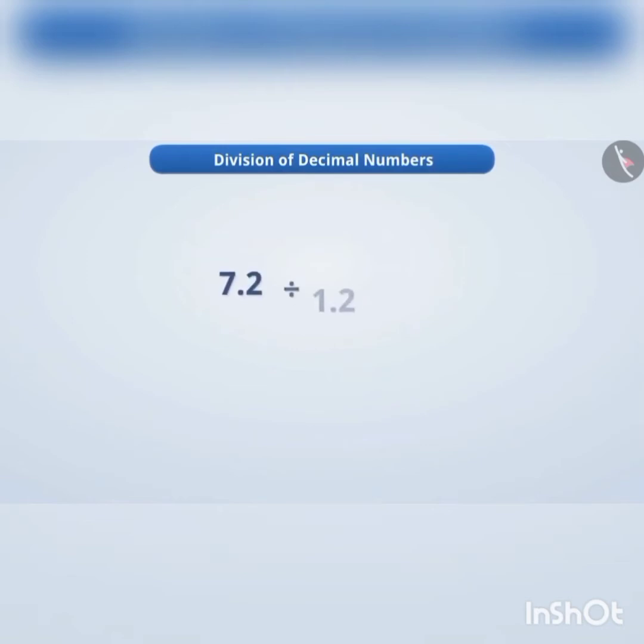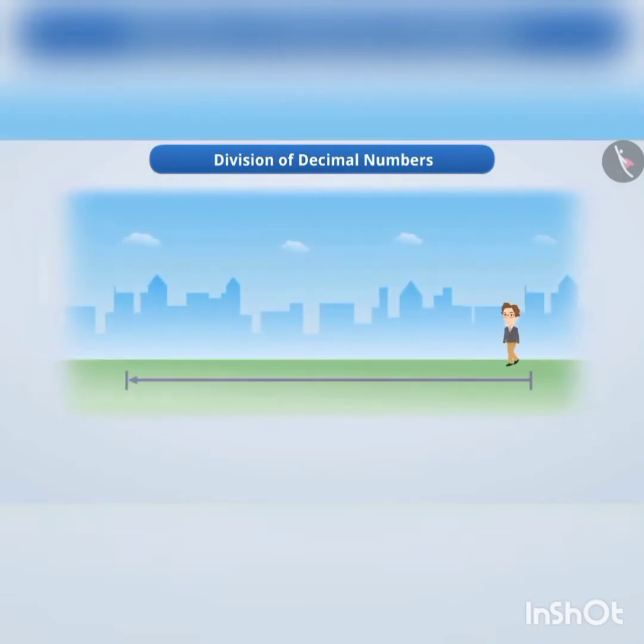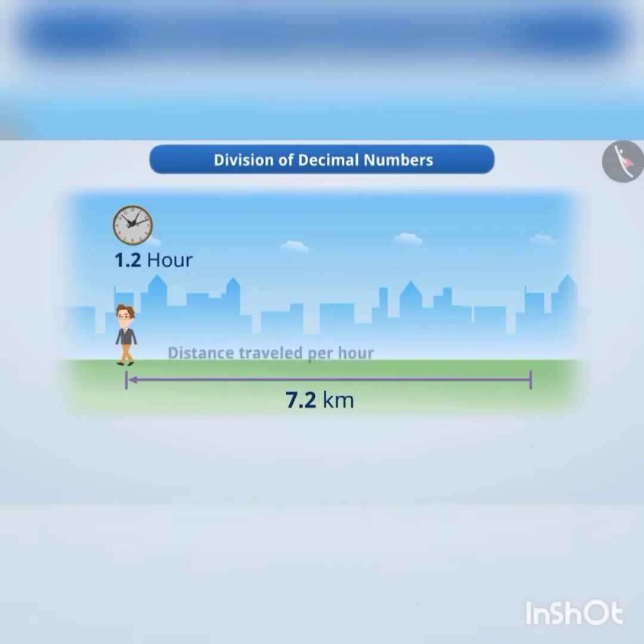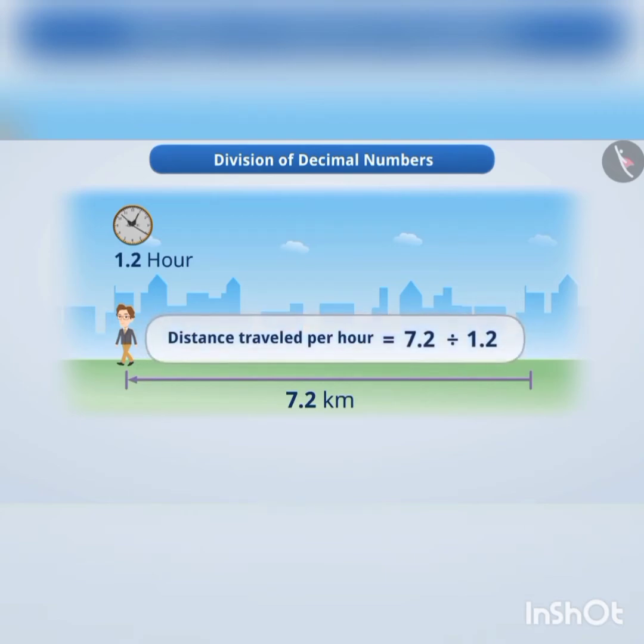Let's understand how to divide one decimal number by another decimal number. A person covers a distance of 7.2 kilometers. If he takes 1.2 hours to cover such a distance, then how much distance will he be able to cover per hour? To find out the answer, we have to divide 7.2 kilometers by 1.2 hours. As you can see, here we are dividing one decimal number by another decimal number. Let's obtain the quotient of 7.2 divided by 1.2.